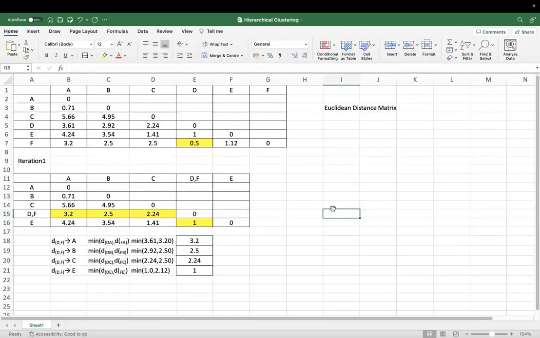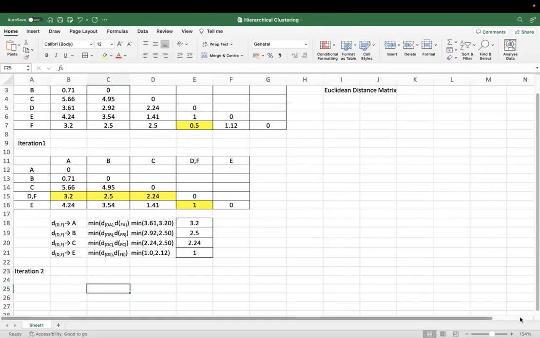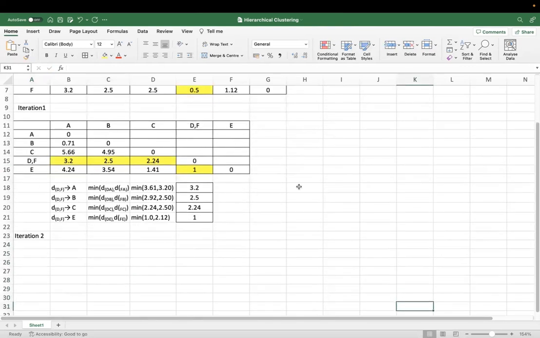We have merged D and F first, DF into one cluster. Now iteration 2 will start. For starting iteration 2, we need to first look at the smallest distance in the cluster. After iteration 1, what is the smallest distance in the cluster? 0.71. That is, we will merge cluster A comma B.